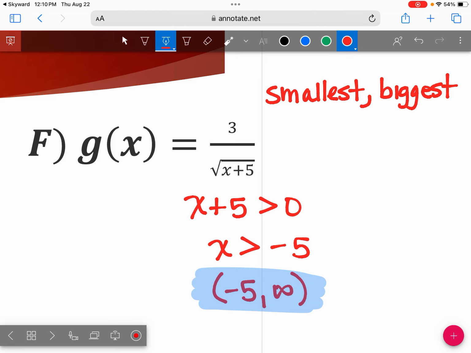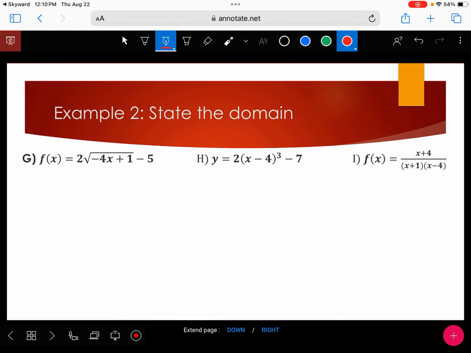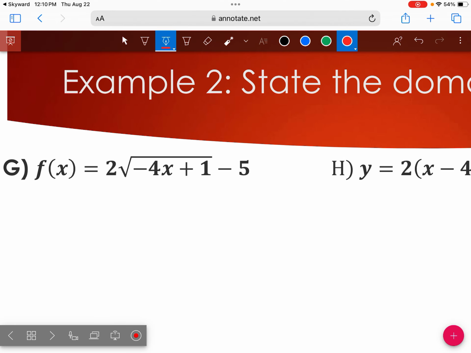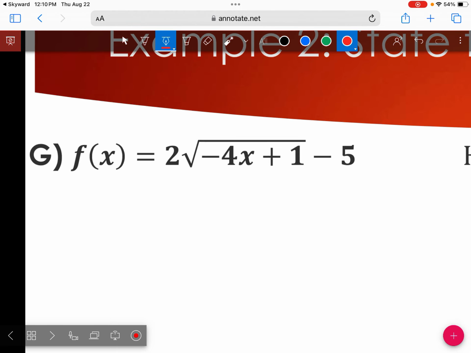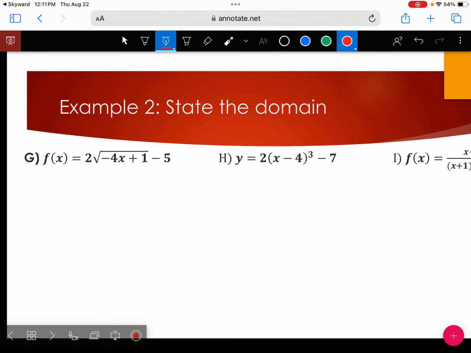Good question. All right, last three, y'all. Go ahead and copy these three down. Oh, sorry, I didn't mean to zoom in like that.